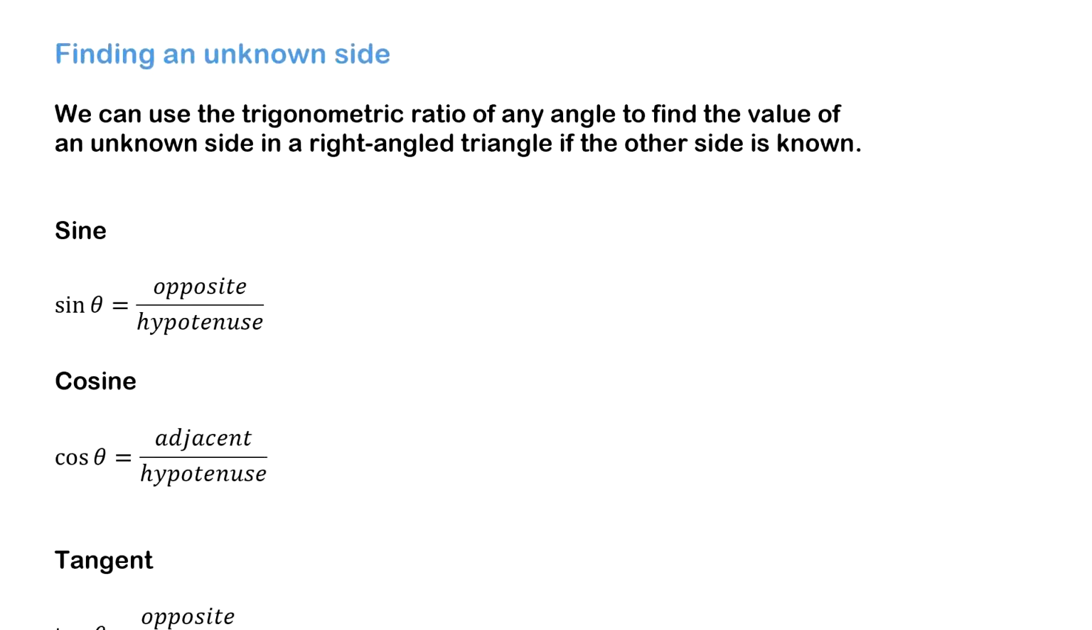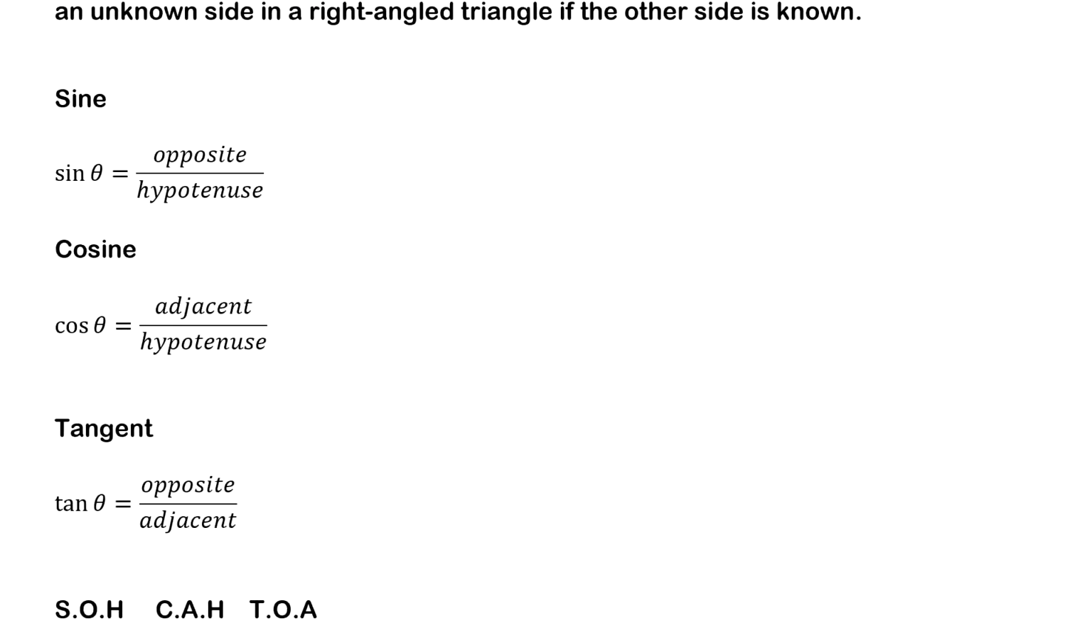In this video, we're looking at finding an unknown side of a right angle triangle. We can use the trigonometric ratios of any angle to find the value of an unknown side in a right angle triangle, if we know the other side. Remember your trigonometric ratios are sine, cosine, tangent, and we use SOH CAH TOA to try to remember these ratios. Sine is opposite over hypotenuse, cosine is adjacent over hypotenuse, and tan is opposite over adjacent.